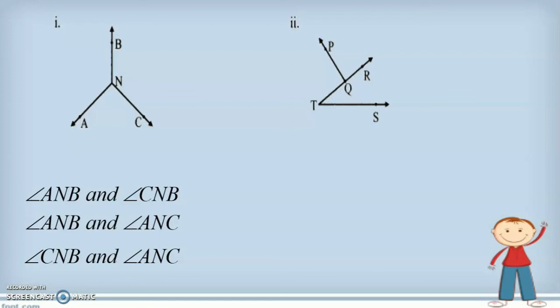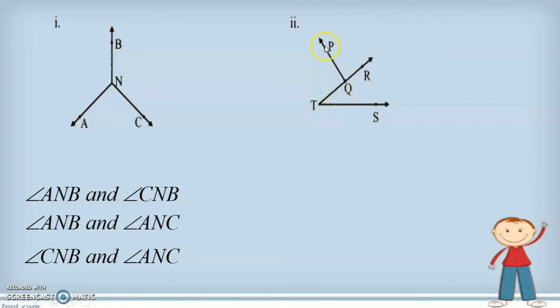Similarly, in the next figure, we have angle RTS, angle PQR, and angle PQT. In angle RTS, we have an arm RT, which is not a common arm for angle PQR and angle PQT. So, we cannot consider angle RTS. So now we'll check angle PQR and angle PQT.